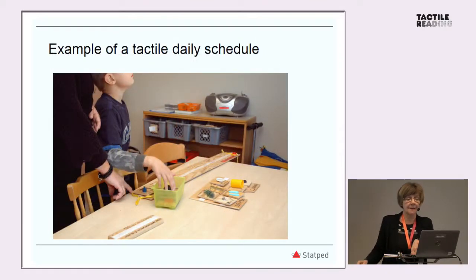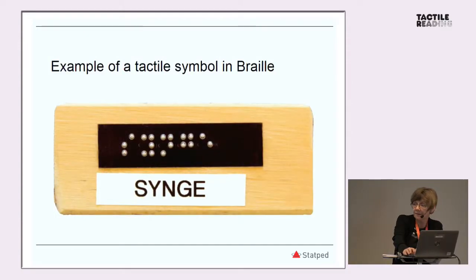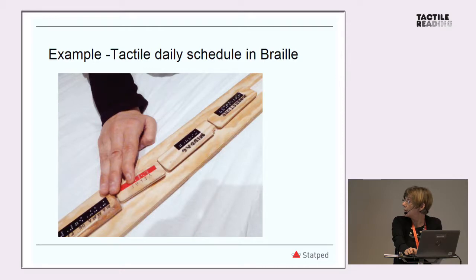This is a picture of an example of a tactile daily schedule. It's a plank, and the pupil who is using it has just taken off the activity he is finished with, and he puts the symbol in the finished box. The next thing he's going to do is leisure time, so he's going to pick what he's going to do in his break or leisure time, with 6 symbols to choose between. Here's an example of a tactile symbol in Braille, and an example of a tactile daily schedule in Braille.